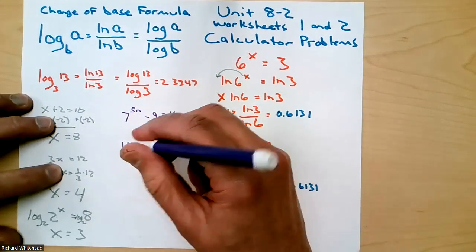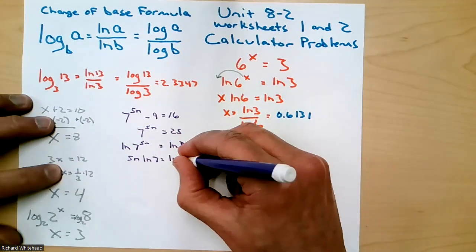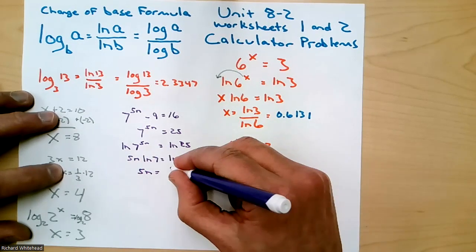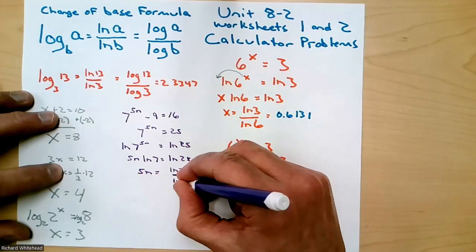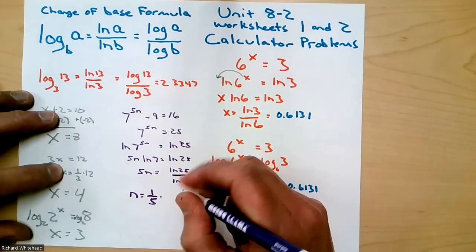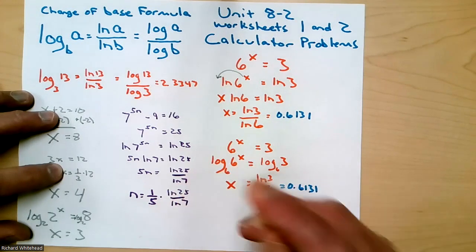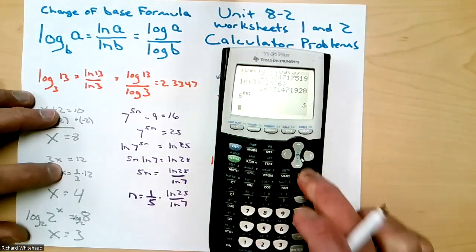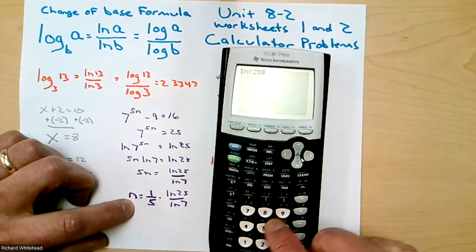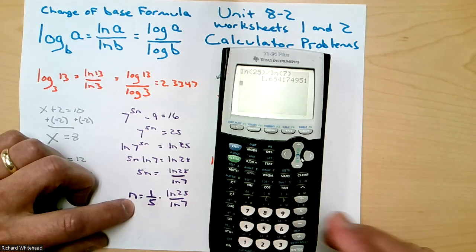So we end up with 5n ln 7 equals ln 25. So 5n is equal to ln 25 over ln 7. So n is equal to 1/5 times ln 25 over ln 7. So you'd say, okay, no big deal. I can do this. So ln 25 divided by ln 7.